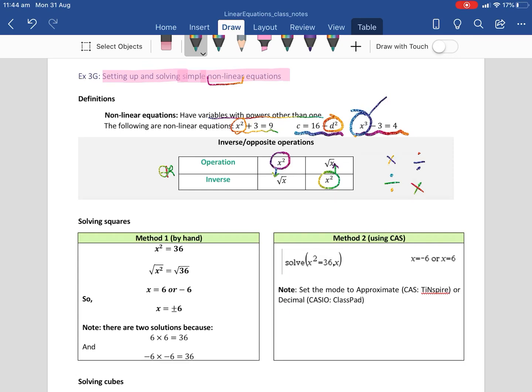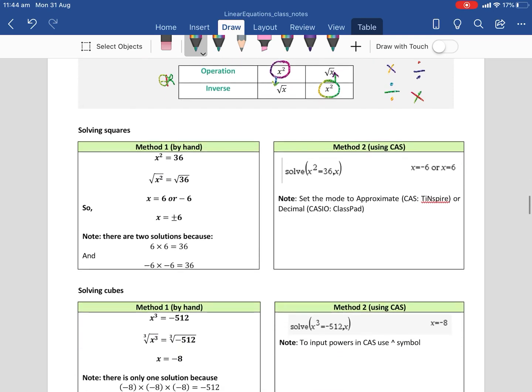If you've got an x to the power of 3, to get rid of it, you cube root it, which is this. I don't think you'll get many of those though. You'll mostly be working with powers of 2. To solve them, so solving squares by hand.